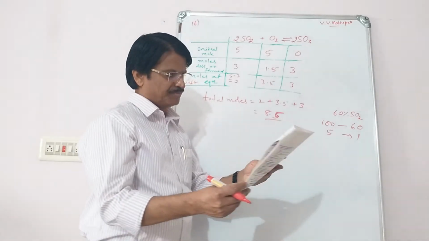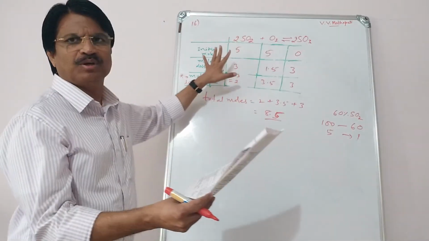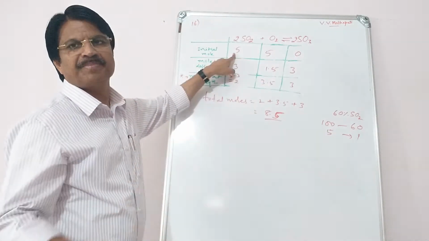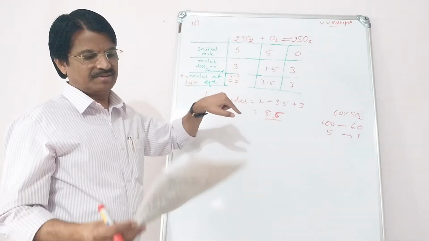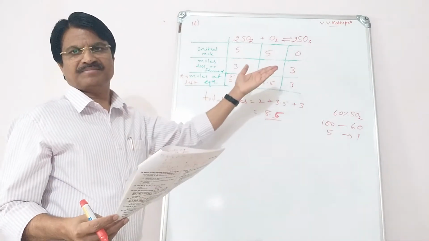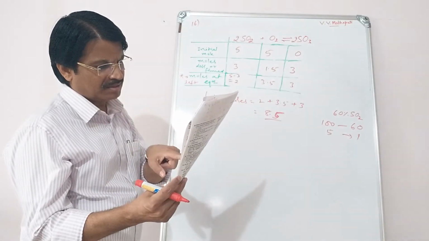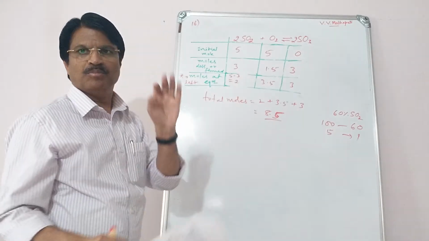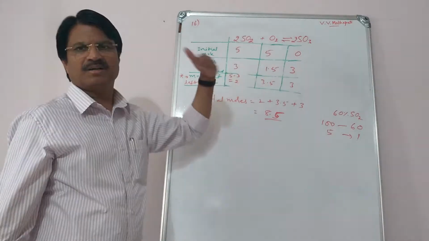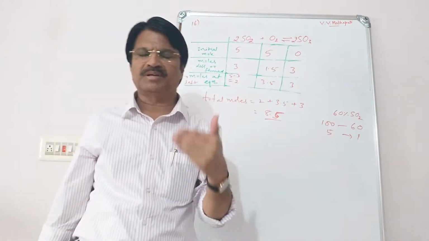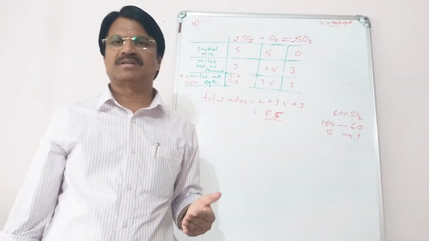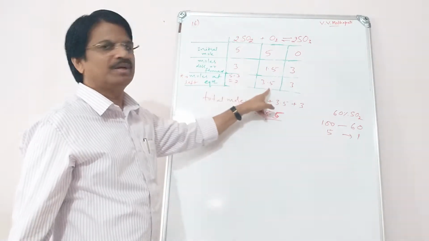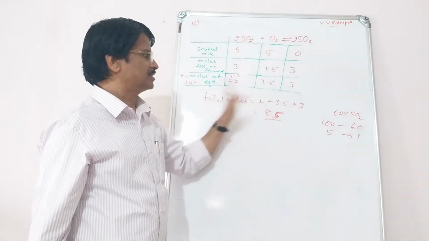Then the next question, question number 17. The method is the same, but they give mass in place of mole: 56 gram nitrogen, 8 gram hydrogen, and the hint at the end asks for the number of moles of N2 at equilibrium. They are asking moles but given mass, so convert mass into mole. Mass by molecular mass equals mole. By this method I told how to find the number of moles in the equilibrium state.